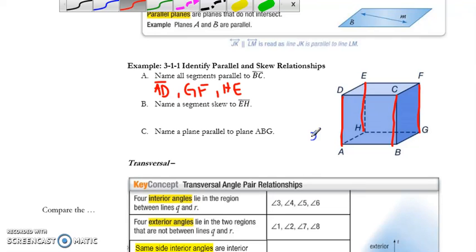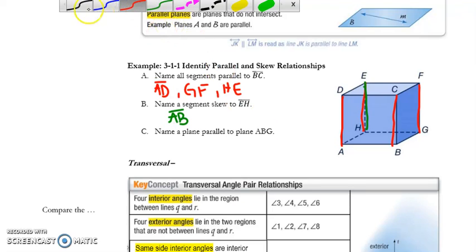All right, so now we're going to name a segment that's skew to EH. So if this is EH over here, then what would be something skew? Like AB would be skew. It's not parallel. It doesn't really have any kind of direct relationship to it.